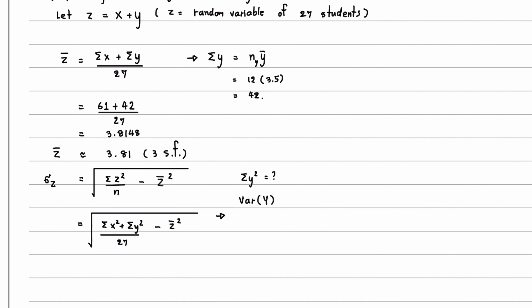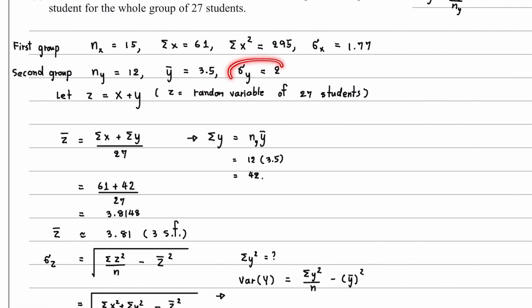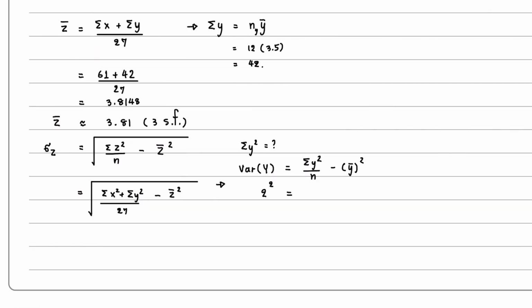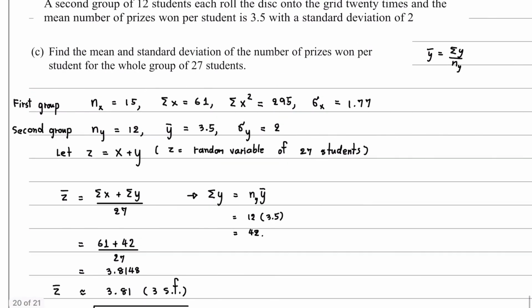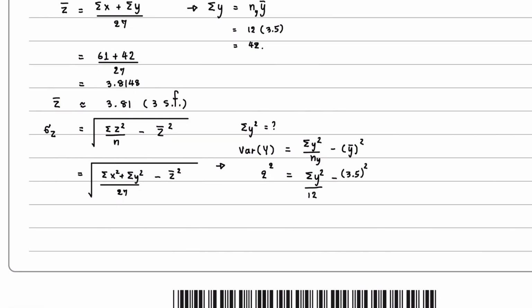The variance of Y will be summation Y squared over n minus Y bar squared. The variance of Y is given, which is 2 squared. So 2 squared equals summation Y squared over n, and n for Y is 12, so we put 12 here, minus Y bar squared, which is 3.5 squared. We rearrange and make summation Y squared the subject. Summation Y squared equals 195.